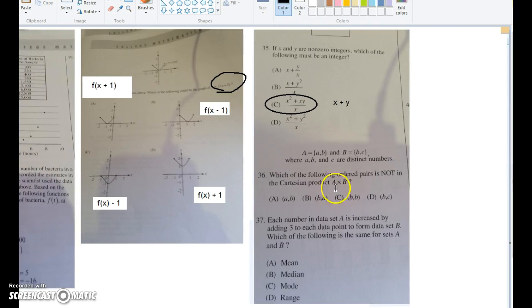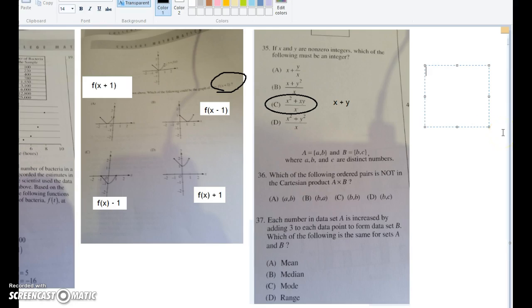So this is talking about a Cartesian product. That means that the first set, which is A, are all the x values that you could possibly use. And the second set, B, are all the y values that you could possibly use. So what we have to do is write out all of the different possible ordered pairs that you could get by using these as your x's and these as your y's.